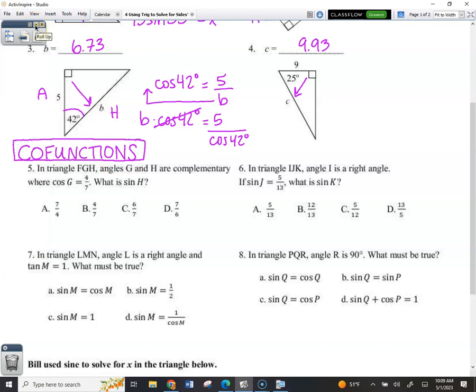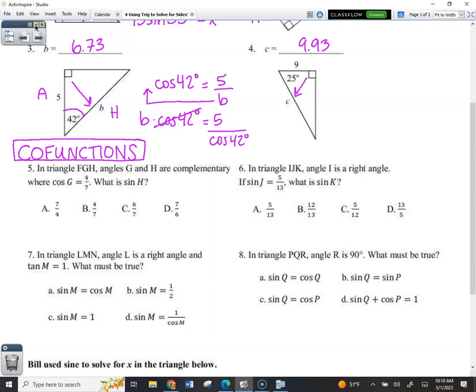What I mean by co-function is there is a relationship, a pattern between the sine of one angle and the cosine of another angle from the same triangle. There's a pattern that exists every time. So what I'm going to do is see if you recognize the pattern, and then we're going to practice it, okay? So look at this one.